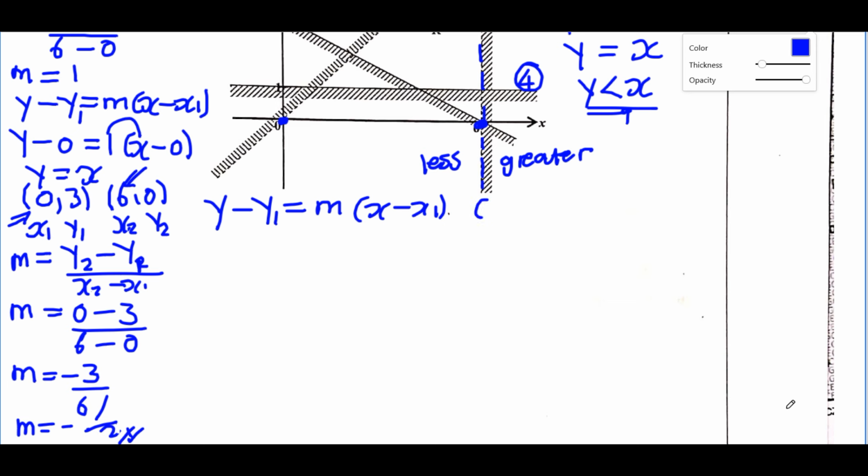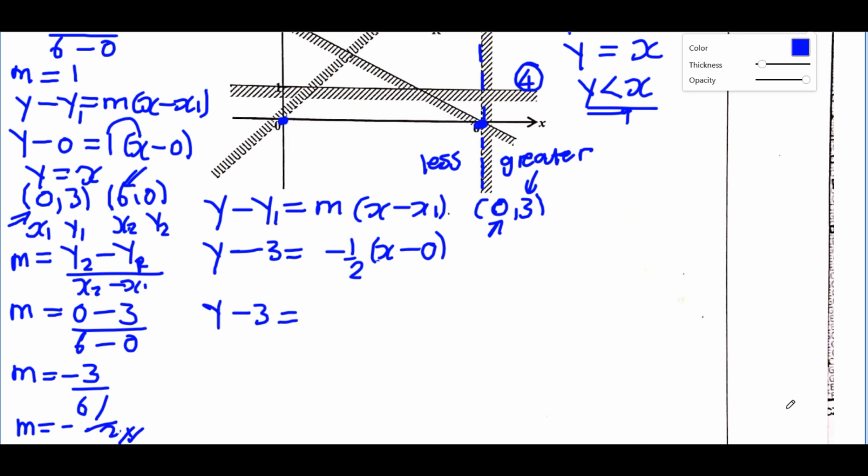So I'll explain why 0, 3 is preferred to 6, 0. Because for this one, the value of x is 0. So when we multiply this 0 by gradient, it will give us a 0. So no need of dealing with a fraction. So let me show you what I mean by that. So I'm going to say y minus my y1 is 3. Gradient, remember, is negative half. Multiply by x, then our x1 is 0.